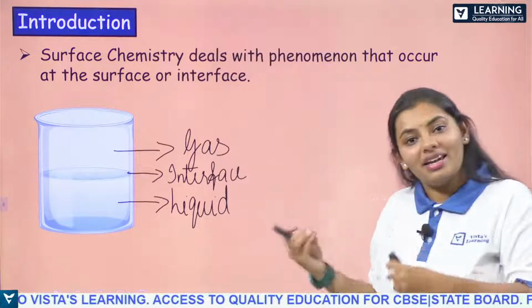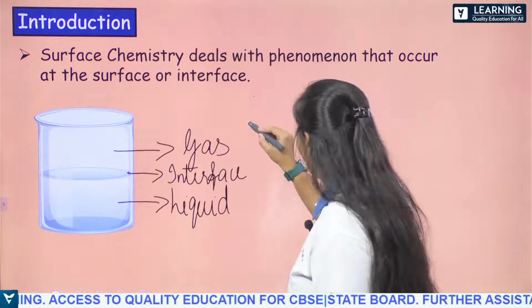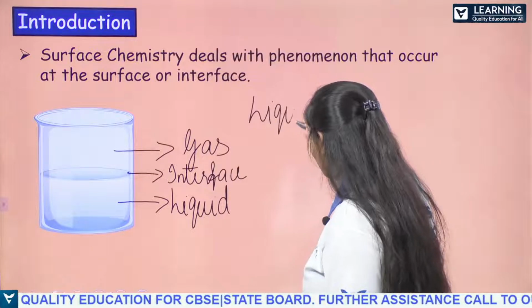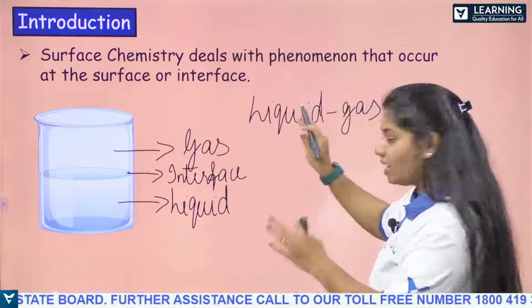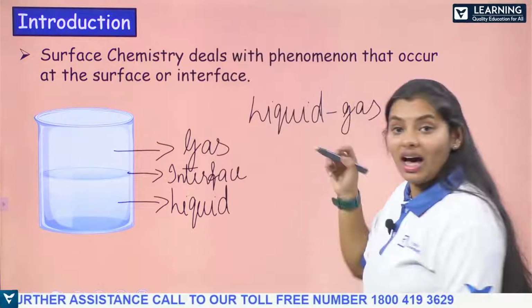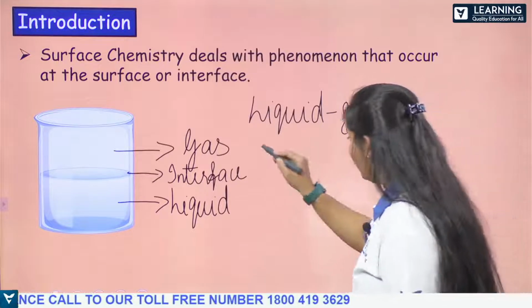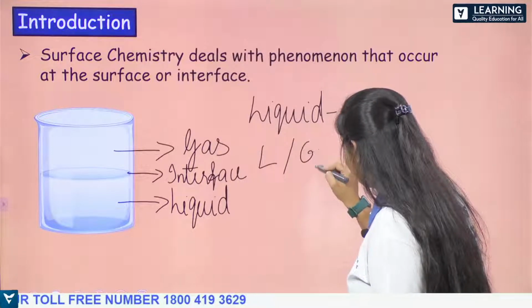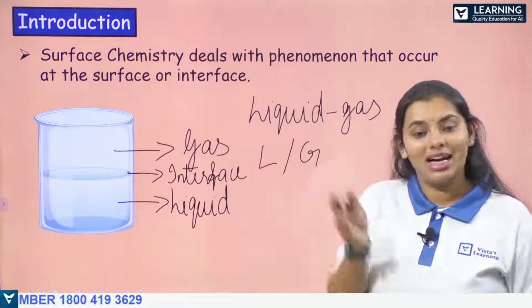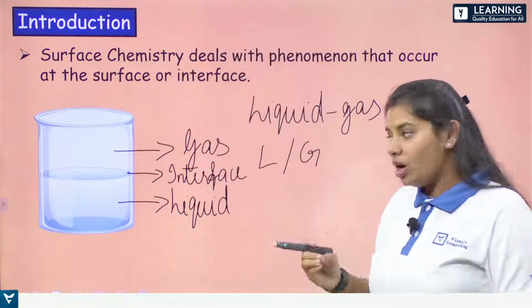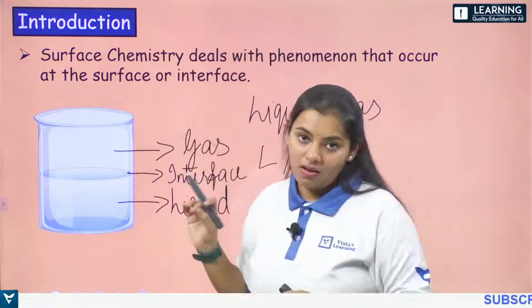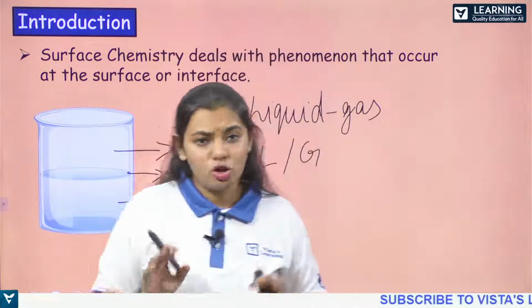Clear? So we can write this basically as the interface can be written as liquid-gas interface, either with a hyphen in between, or it can be written this way, liquid/gas interface, a slash in between. This is how we can represent the interface. Now, this is in liquid and gas. The same way liquid and solid also we can see.